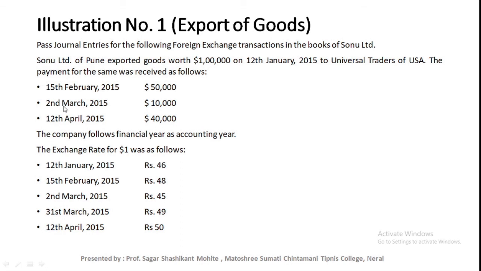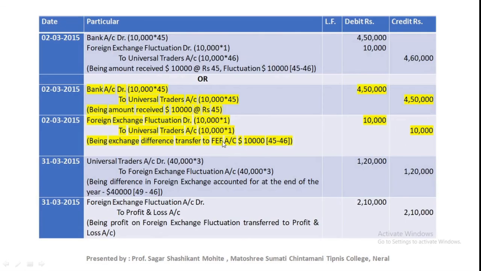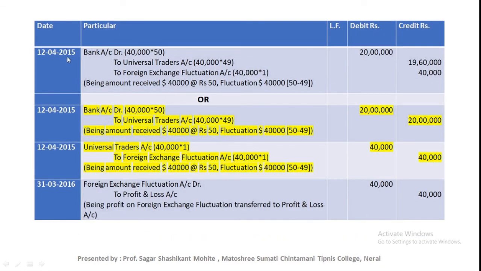Now for the next year, only one transaction is remaining, that is on 12th April 2015, receipt of $40,000. That is full and final settlement of the account. On that day, the rate of exchange is rupees 50 per US dollar. So the journal entry will be: on 12th April 2015, bank account debit to Universal Trader account to foreign exchange fluctuation account.